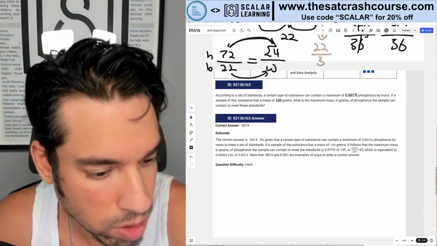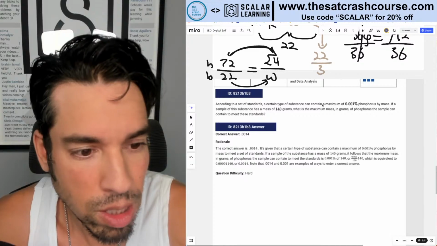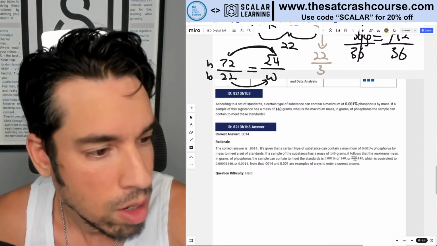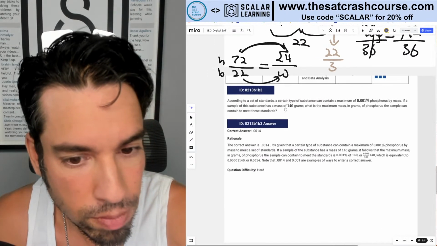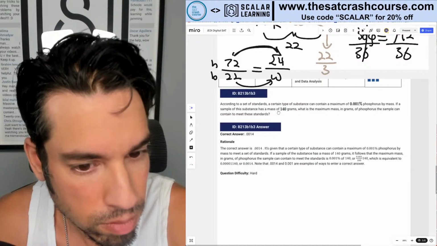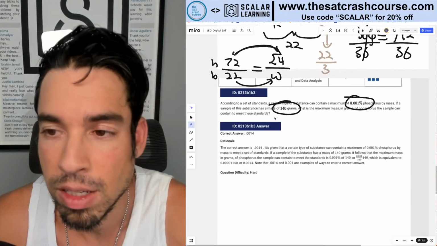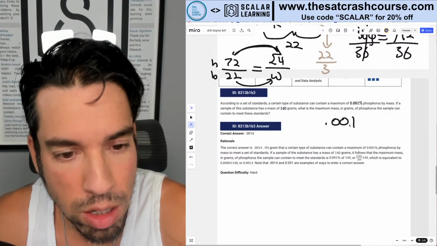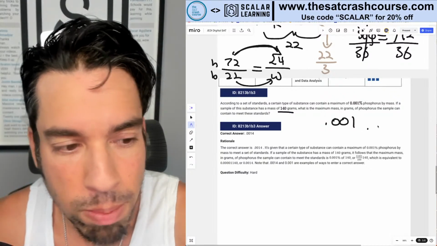This might be the last one, no, there's one more. According to a set of standards, a certain type of substance can contain that percent of phosphorus by mass. If a sample of the substance has a mass of this, oh, well, this is just literally taking a percentage of this. Okay, so we're taking 0.001% of 140. So when we do that, we multiply by 140.